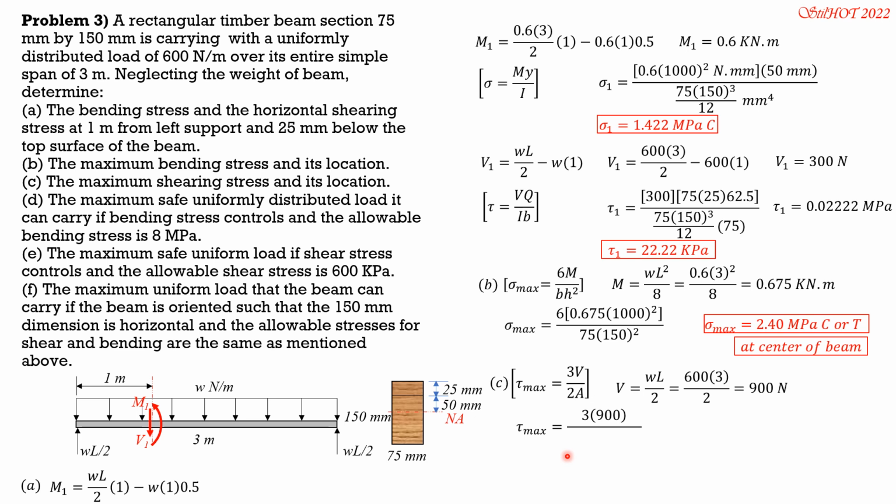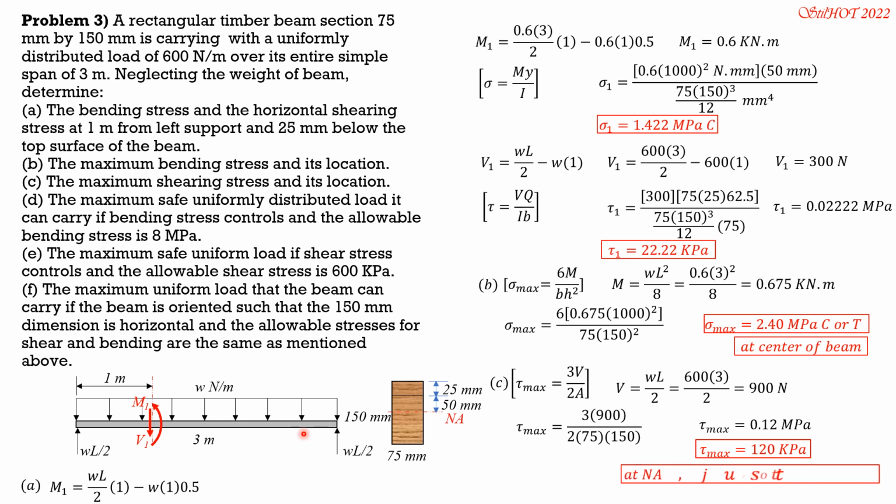So tau max equals 3 times 900 over 2 times 75 by 150. So in megapascals, maximum shear stress is equal to 0.12 megapascals. So our answer is tau max equals 120 kilopascals. And that happens at the neutral axis of the section, and its location is either just to the left or just to the right of the support. At neutral axis, then just to the left or right of support. Then let's proceed to letter D.